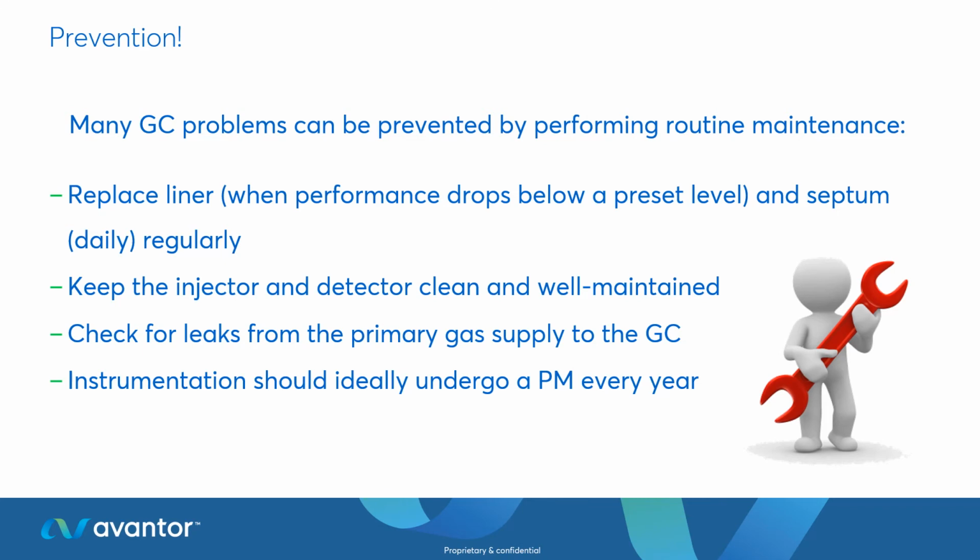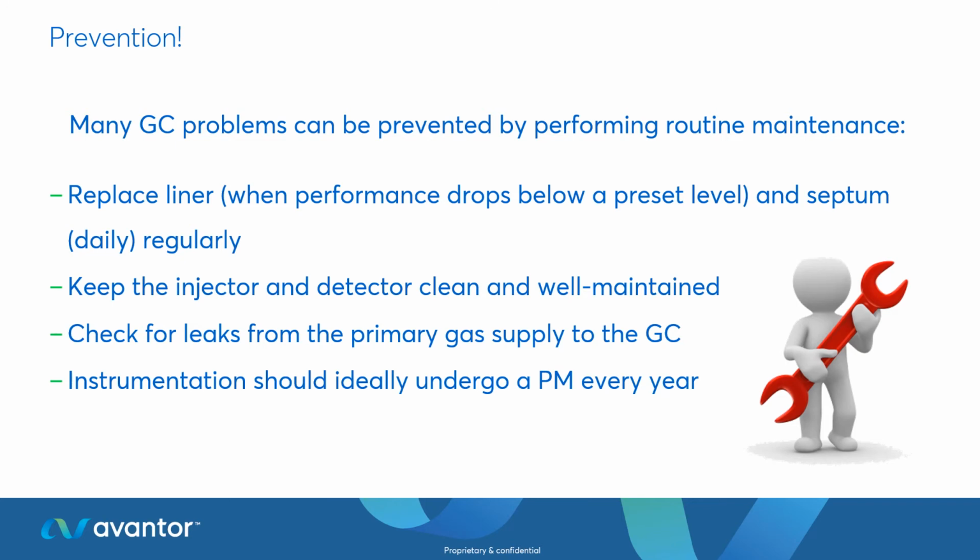With many aspects of troubleshooting, prevention absolutely is the best approach, and so performing routine preventative maintenance on the system really does help. So in terms of the things that you might want to change on a regular basis, replacing the liner, and this could be gauged on having a preset performance level for a particular analysis, if you like a system suitability test. If the system falls below that, then we would look to change the liner.